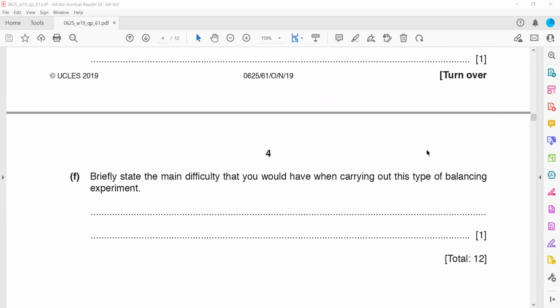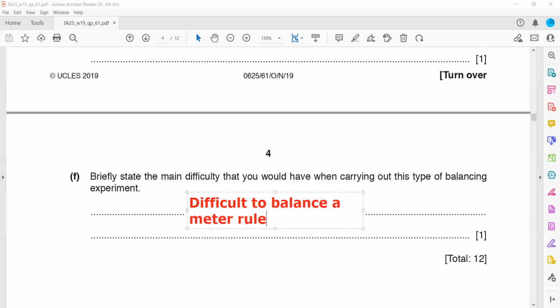Briefly state the main difficulty that you would have when you're carrying out this experiment. So what is the main difficulty? The main difficulty is that it is difficult to balance a meter rule when the load is placed on it. That is the main difficulty. So this is always a difficult task, to balance a meter rule when the load is placed on the meter rule.